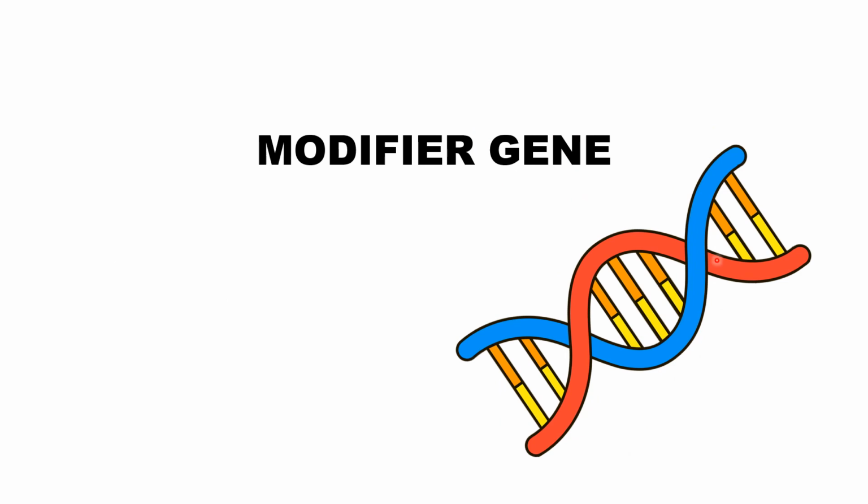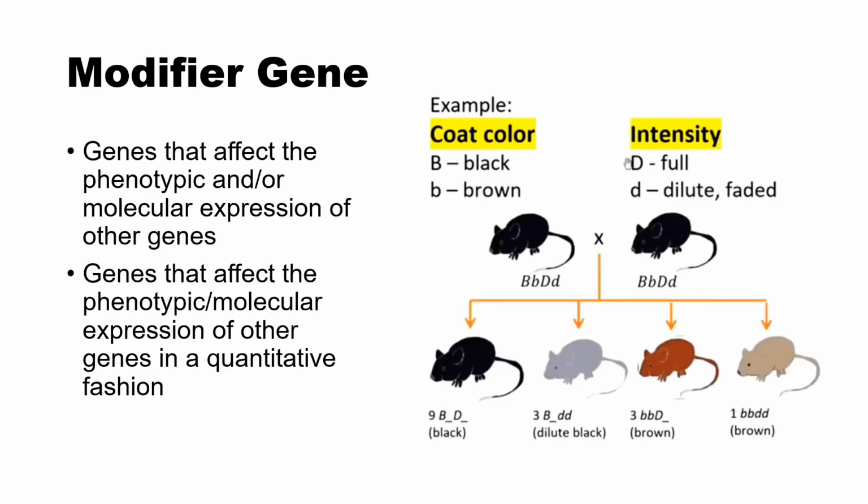Now, we have here the modifier genes. So, what are these modifier genes? Modifier genes are genes that affect the phenotypic and or molecular expressions of other genes. It modifies the molecular expression of other genes. Now, genes that affect the phenotypic or molecular expression of other genes in a quantitative fashion. So, basta a modifier gene modifies the expression of a certain gene.